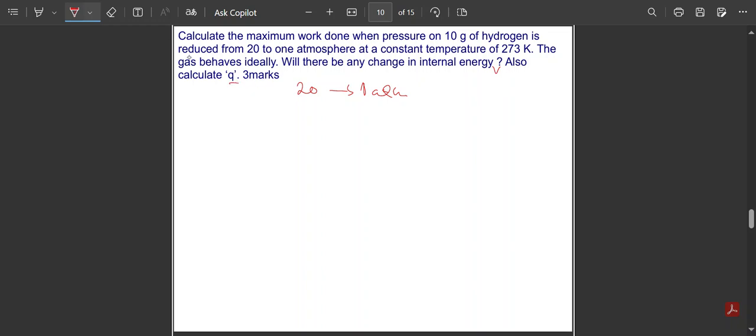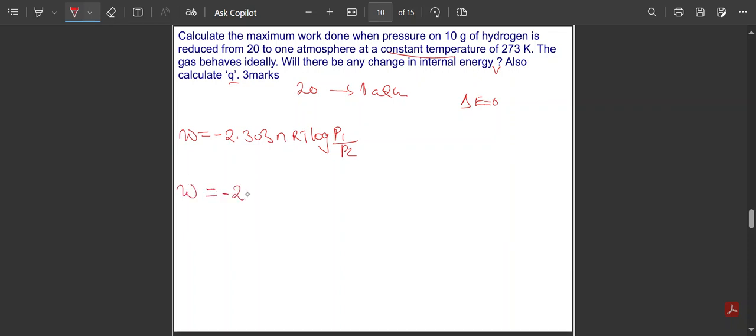Since this is isothermal, with constant temperature, the change in internal energy will be 0. Because the temperature is constant, we can't have any change inside the system. So what we need to do is just calculate work. Under isothermal conditions, work is given as negative 2.303 nRT log of P1 over P2. We saw how we came up with this formula.